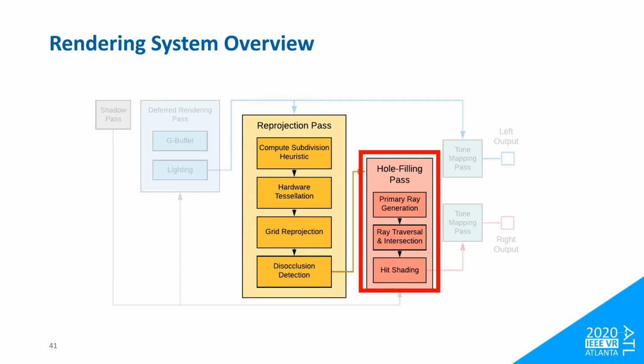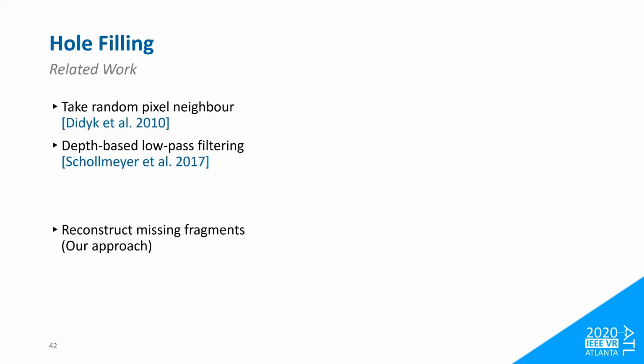The resulting holes in the reprojected image now need to be filled. This happens in our next and final stage. One simple way of solving this problem is by choosing the color of a random neighboring fragment.